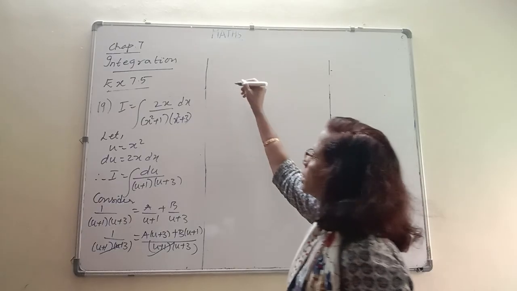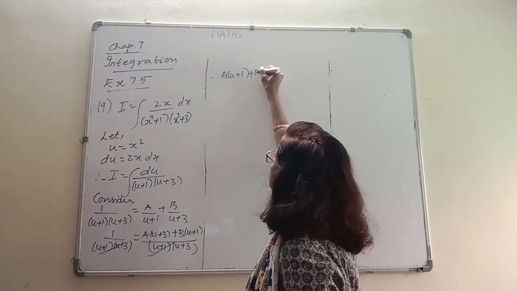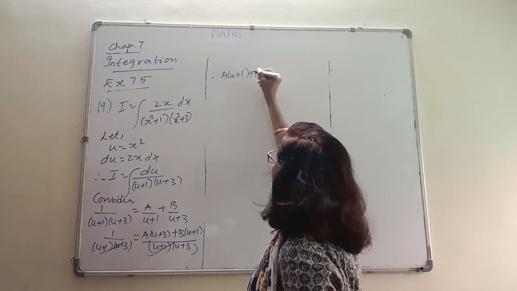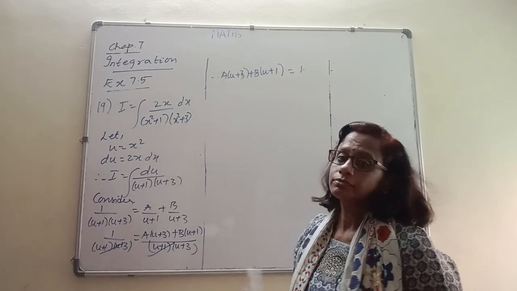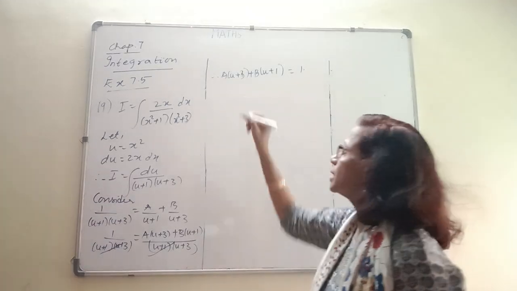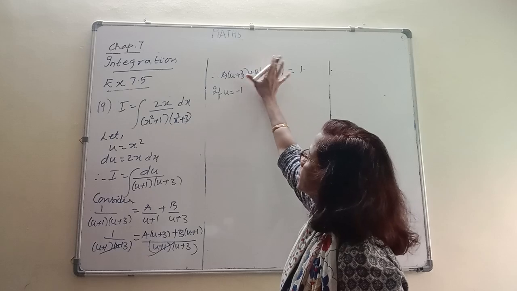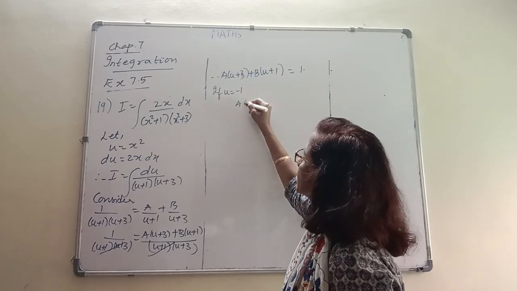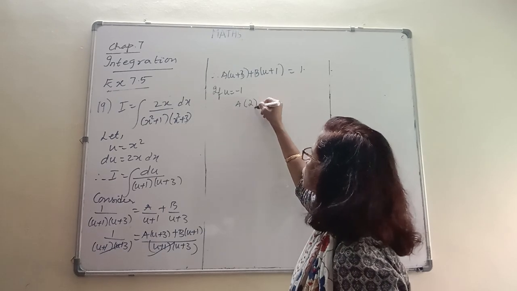Here, 1 over (u plus 1)(u plus 3) easily cancels with the denominator, and as a result the expression that we have now is A times (u plus 3) plus B times (u plus 1) equals 1. For us to get the values of A and B, let's substitute u as negative 1. When u is negative 1, the B term vanishes, and you get A times (negative 1 plus 3), which is 2, equal to 1.